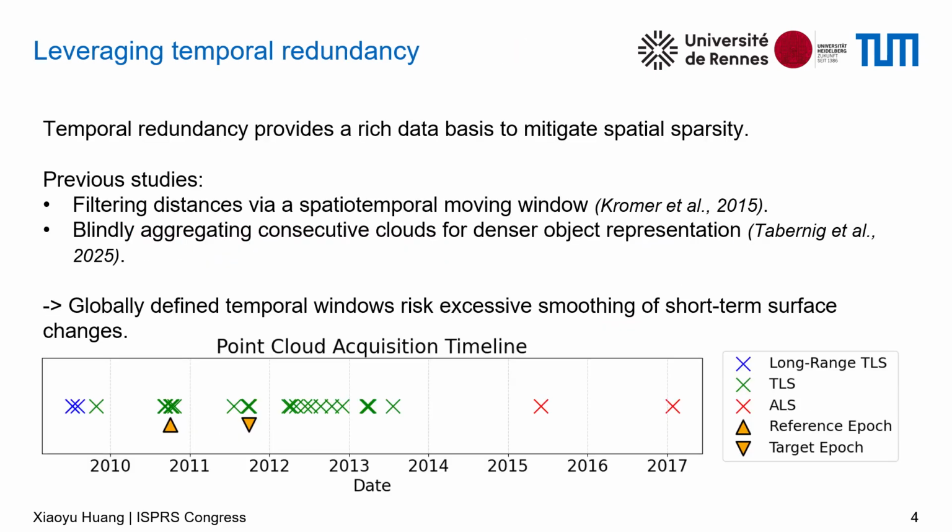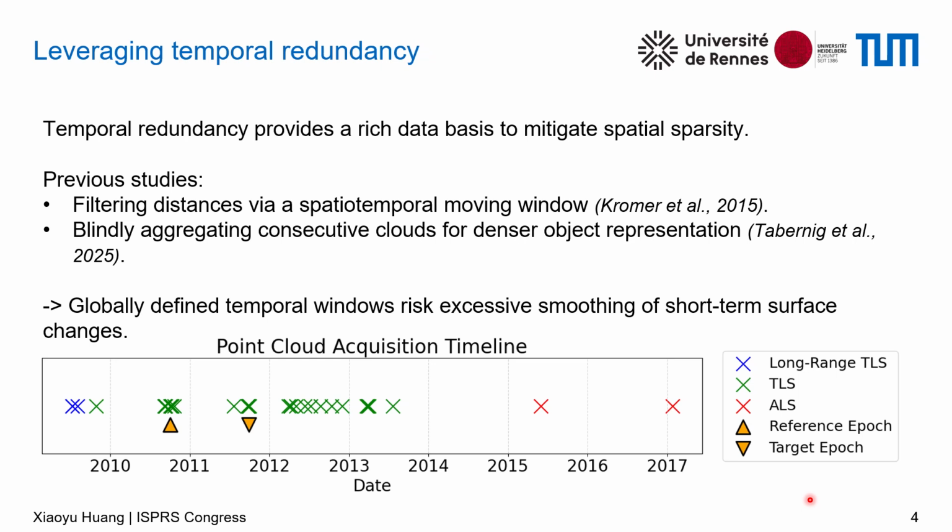When we look at real-world data acquisitions, as you can see from the timelines at the bottom, we often conduct multiple scans within a single intensive monitoring campaign. Since our temporal sampling frequency is often higher than our required analysis timescale, why not use this temporal redundancy to mitigate our spatial sparsity?